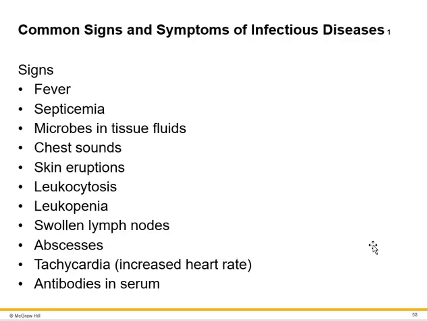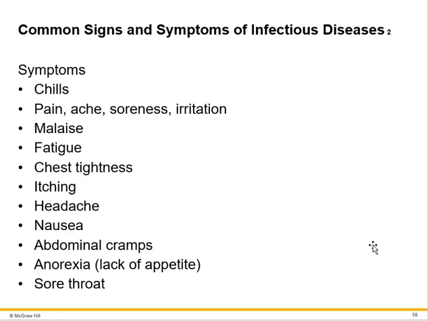So here are some signs and symptoms. Fever, we can measure it. Septicemia, we can detect it in the blood. Microbes in fluid tissues, we can detect. Chest sounds, we can hear that. And skin eruptions, we can see that. So all these things are measured or observed.